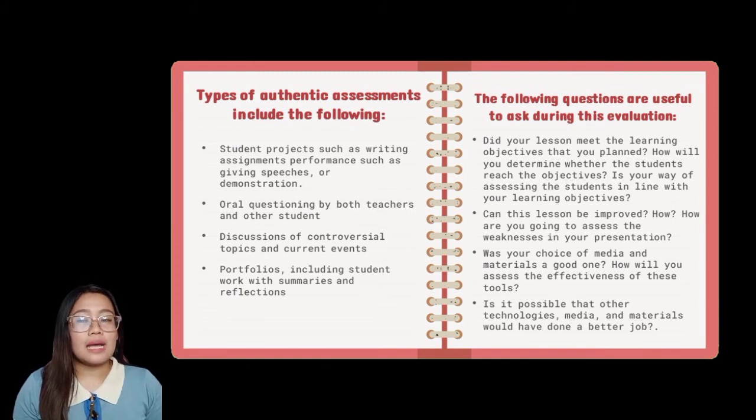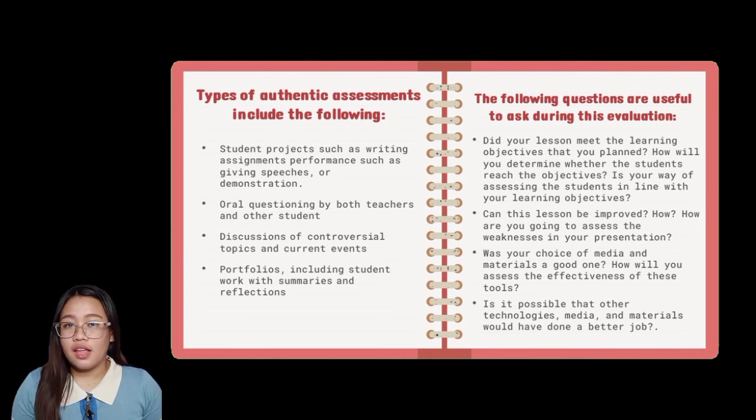There are also types of authentic assessment that we can use in evaluating our students' learning. Here are the following assessments. Number one is student projects. When we have student projects, this includes writing and performances, such as giving speeches or demonstrations. Through this assessment, we are able to assess if our students learned something or have acquired a certain knowledge from us.